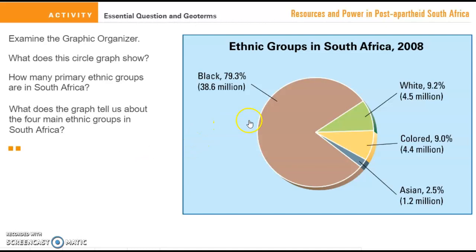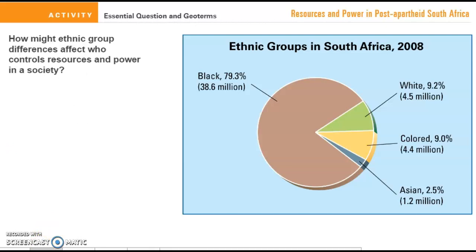Well, we can see that the biggest ethnic group is the black ethnic group at 79.3%. Our white ethnic group is at 9.2%, our colored at 9%, and our Asian at 2.5%.